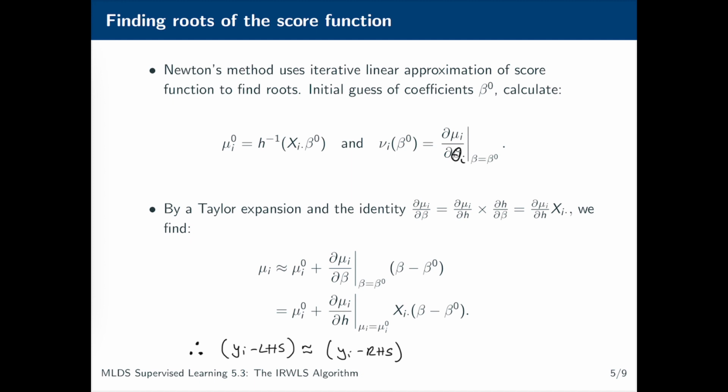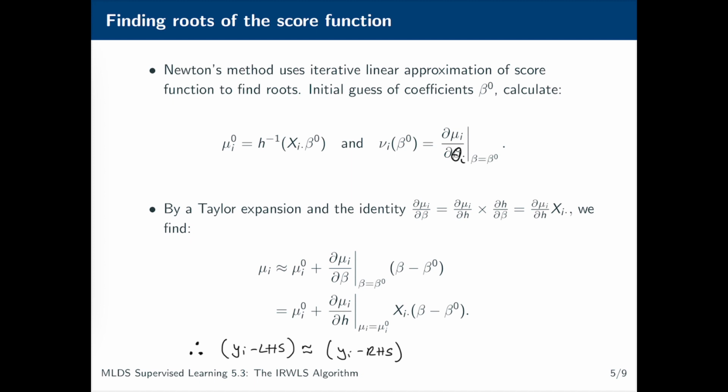So to begin, we'll make an initial guess at the regression coefficients and call that beta naught. We'll then calculate the mean and the variance function for each outcome using those initial coefficients. And by taking a first-order Taylor expansion of mu i about beta naught, this is our linear approximation here, we find that we can express mu i in terms of our initial estimate for mu i's gradient with respect to beta, and the difference between our initial estimate for beta and the true parameter value.